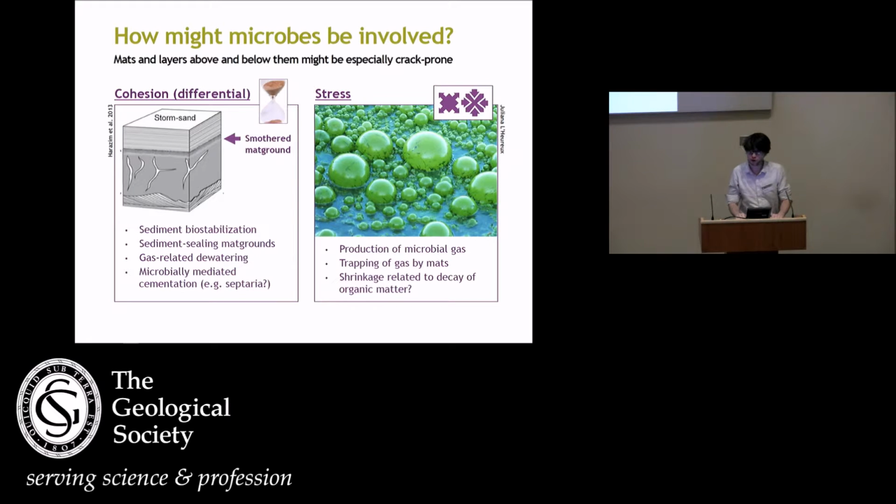Gas-related dewatering might also improve the cohesion of microbially fertile muds. And of course, microbially mediated cementation might improve the cohesion of microbially fertile sediments. And then the main way that microbes can disrupt sediments and apply stress to them is by producing gas, which they will do copiously. And perhaps also by trapping gas along the underside of mat layers. And then there might be also shrinkage of organic-rich sediments as the organic matter is decayed. So these are ways in which microbial activity can apply stress to sediment.